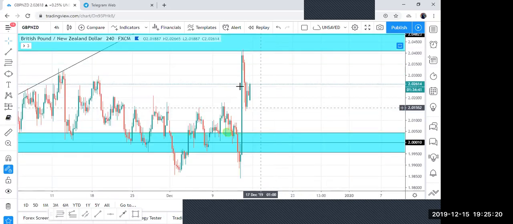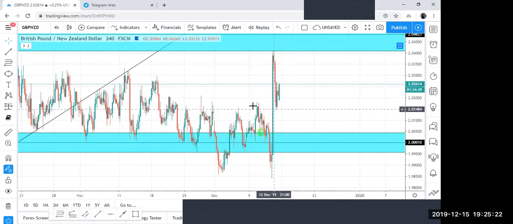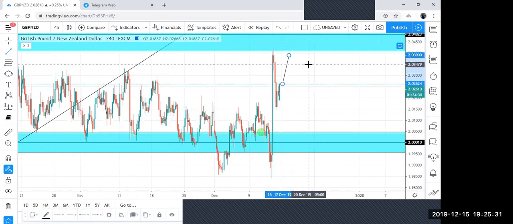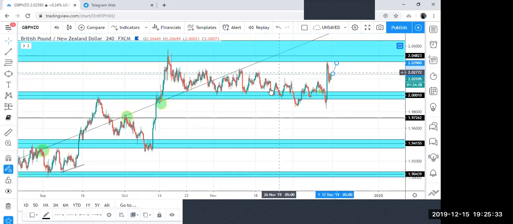Looking at GN, I'm expecting GN to go back up to this zone here, up to this level. When it gets in this area, I want to see how price reacts here first before we do anything.